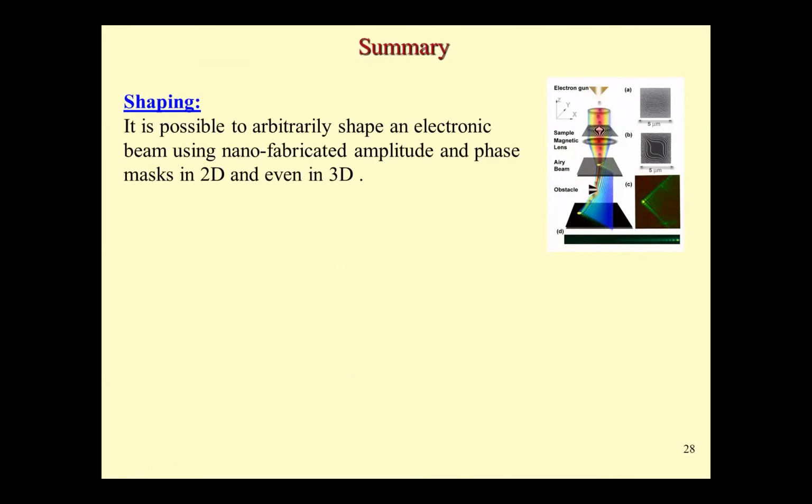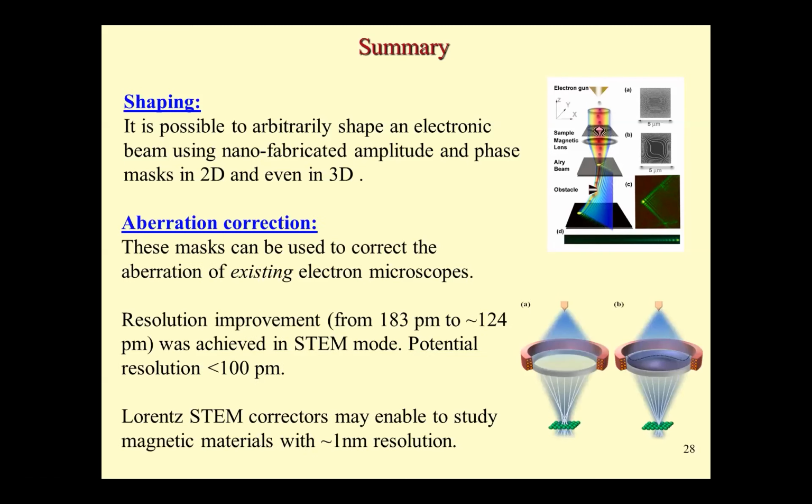So to summarize, I hope I convinced you that it's now possible to arbitrarily shape electron beams using masks, both amplitude masks and phase masks, and you can shape the beam both in 2D and in 3D. I talked mainly about one application, which is an aberration corrector. This can be used in an existing electron microscope. You don't need to buy a new microscope if you want to improve your resolution.